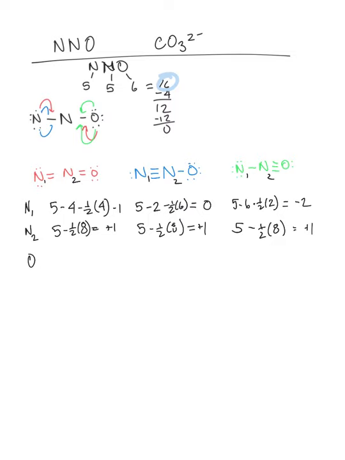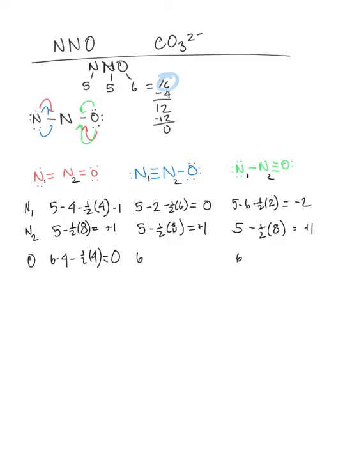And finally, let's take a look at the oxygen. Oxygen has 6 valence electrons because it's group 16. So we have 6 minus, in the red structure, 1, 2, 3, 4, so minus 4 lone pair electrons, minus 1/2 times 2, 4 electrons in bonds, gives us a charge of 0.